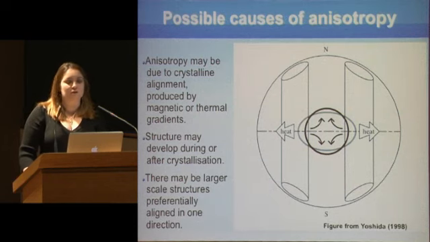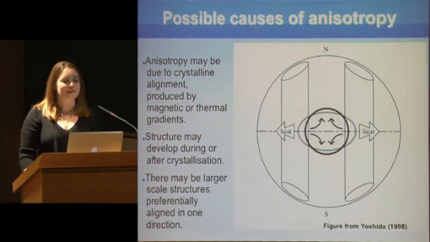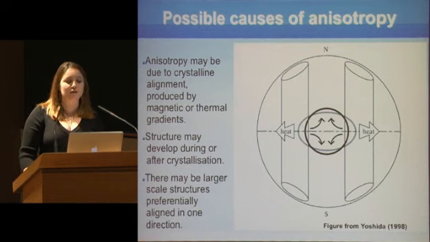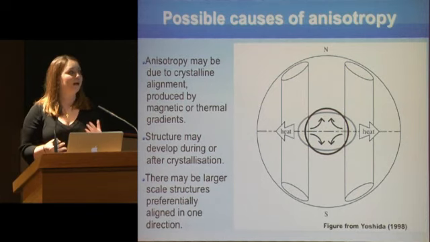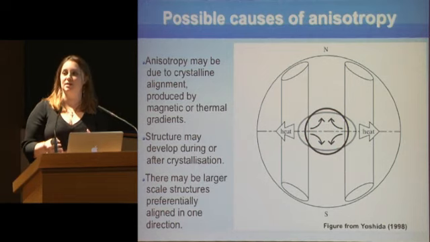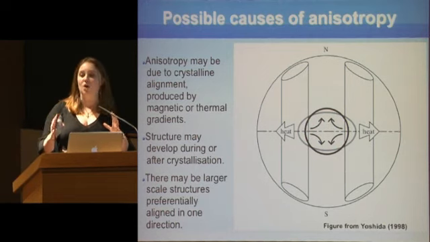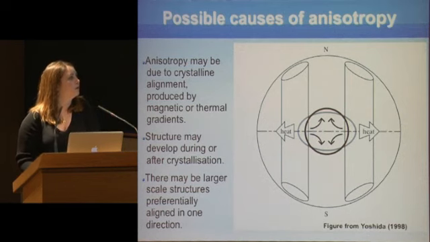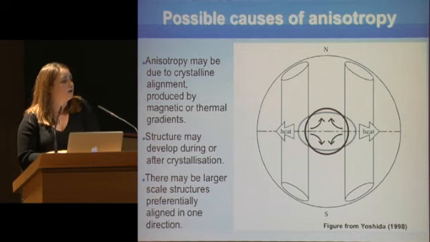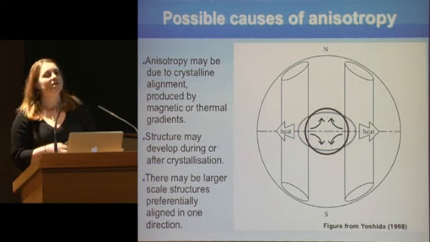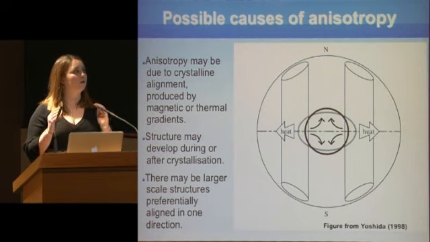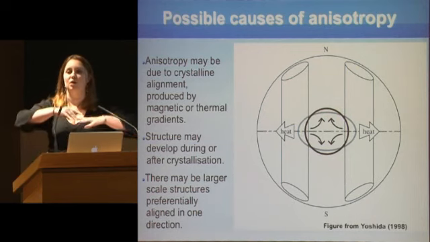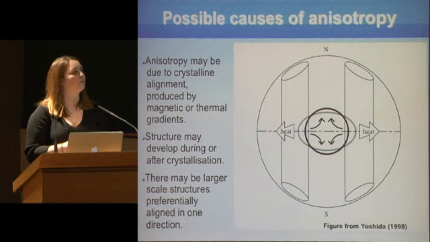If we can observe the anisotropy, one must ask, why is it there? What causes it? And the main suggestions are crystalline alignment due to either thermal or magnetic gradients in the core. This structure could develop during crystallization as the inner core grows, or it may happen after crystallization. This cartoon is taken from work by Yoshida and co-workers. He suggests that inner core anisotropy is due to faster growth of the inner core at the equator, and he's modelling uniform anisotropy throughout the inner core.